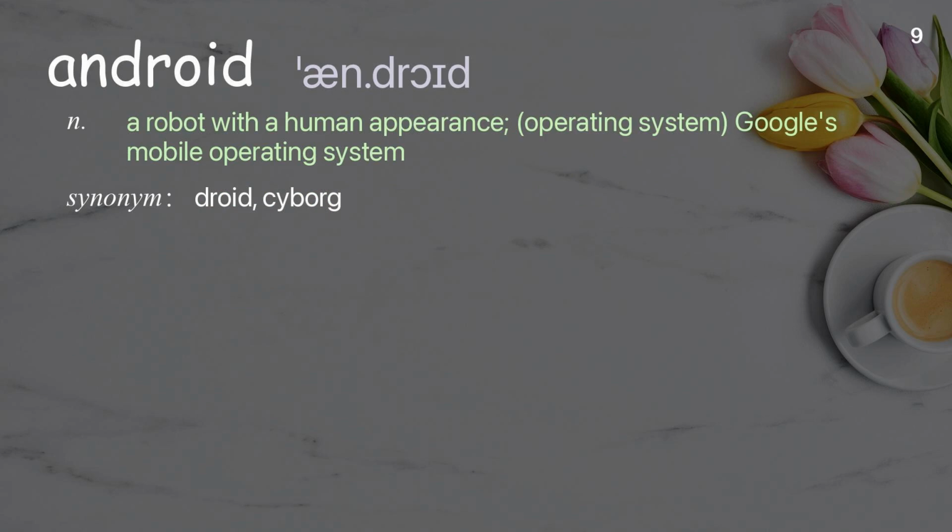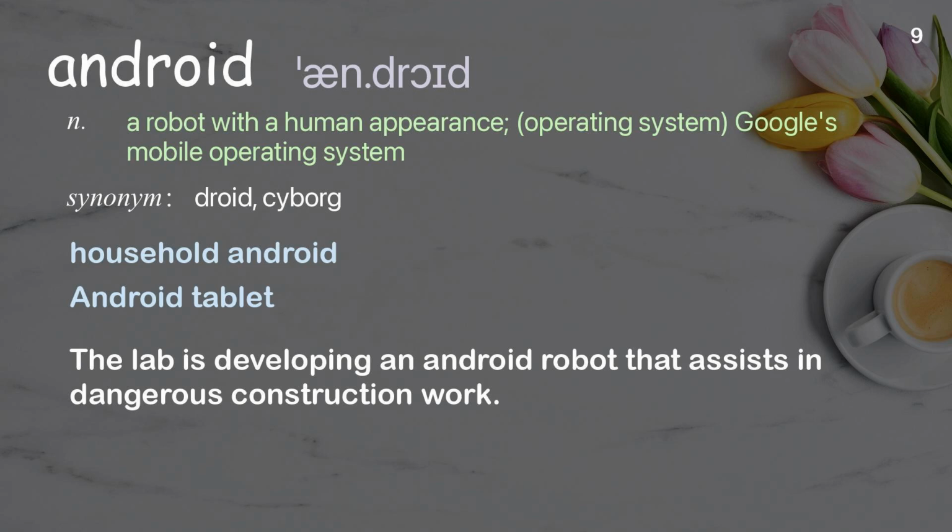Android. A robot with a human appearance. Operating system: Google's mobile operating system. Examples: Household Android. Android tablet. The lab is developing an android robot that assists in dangerous construction work.